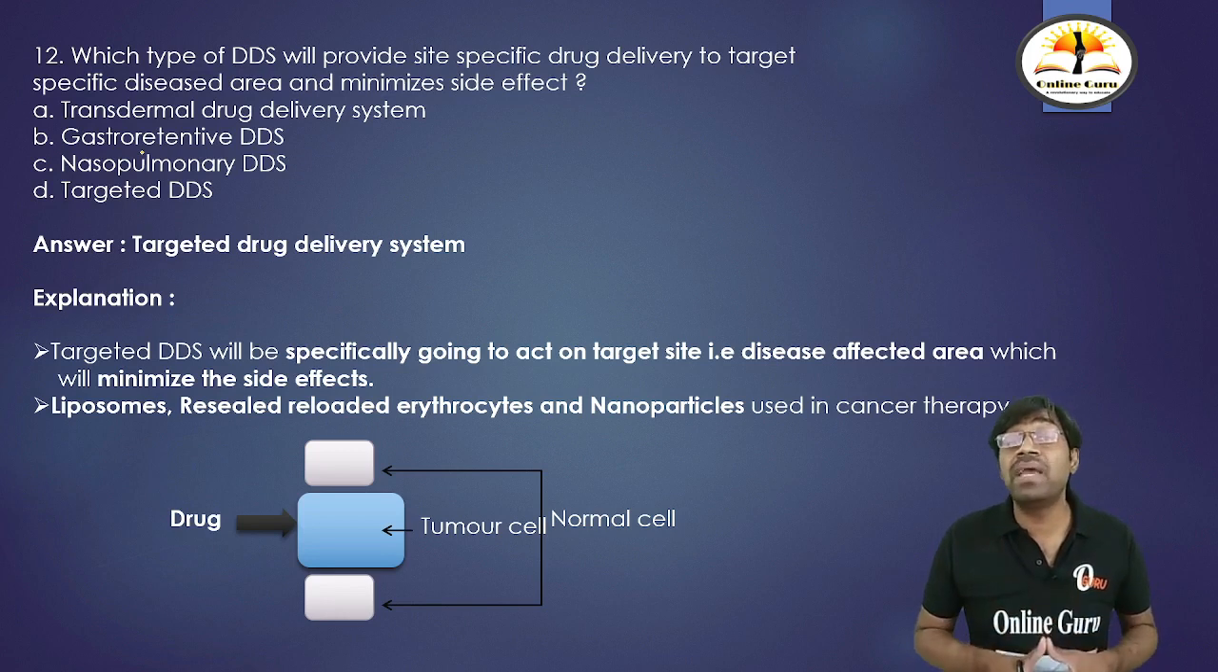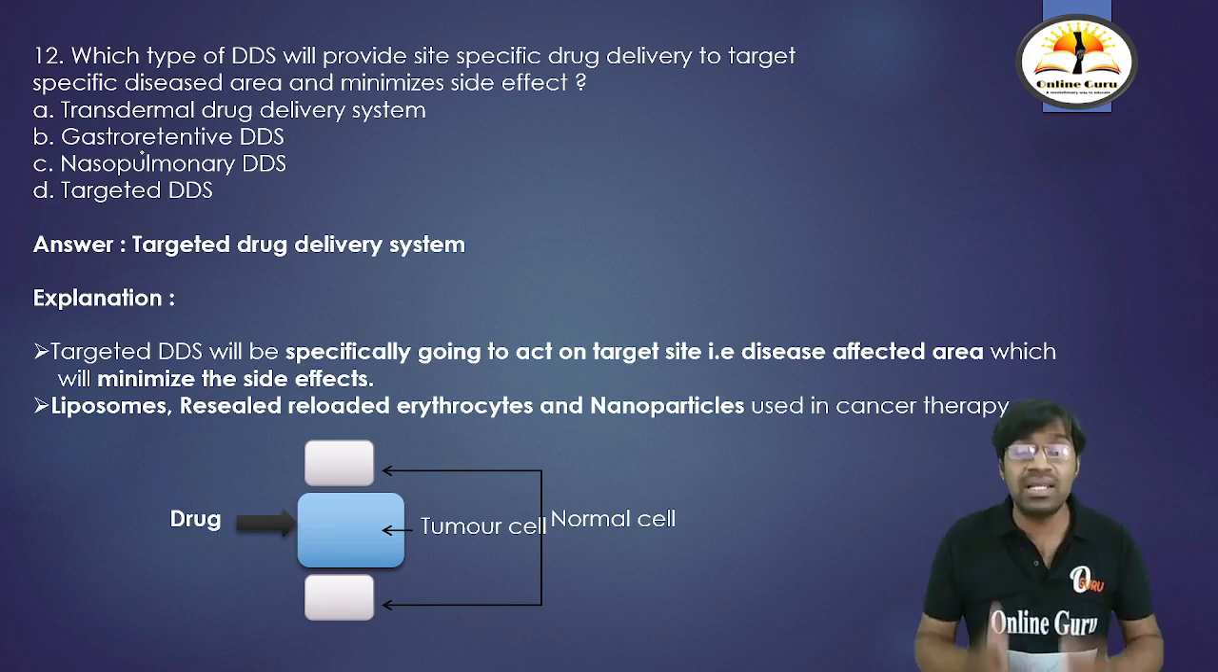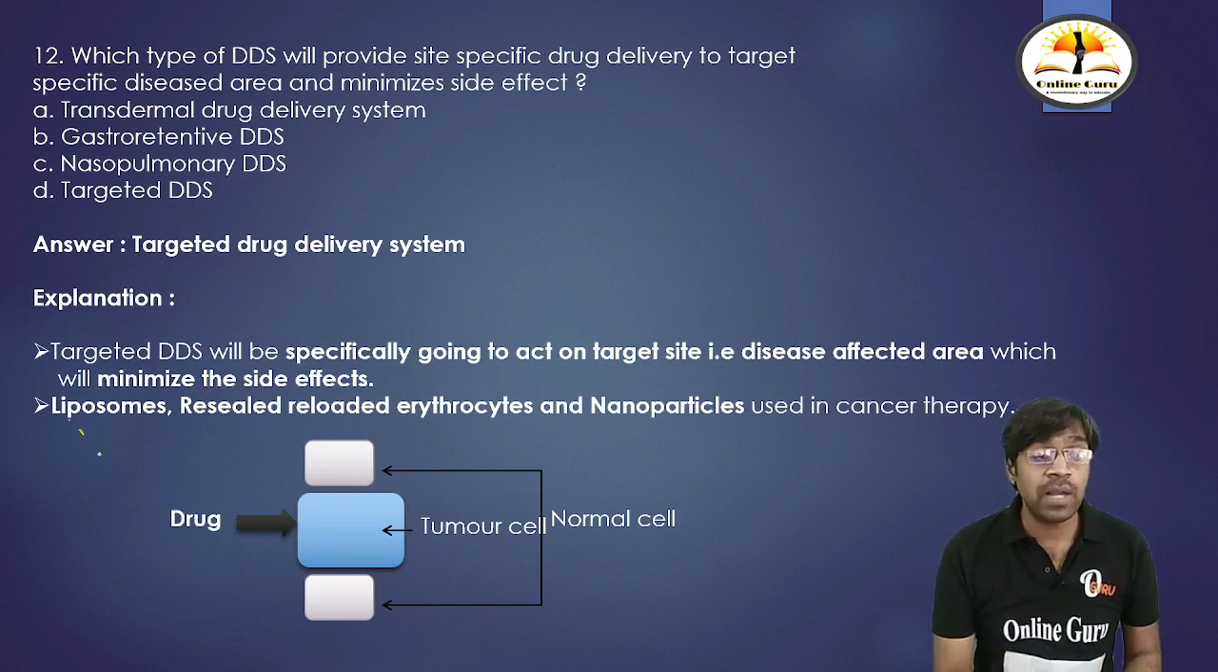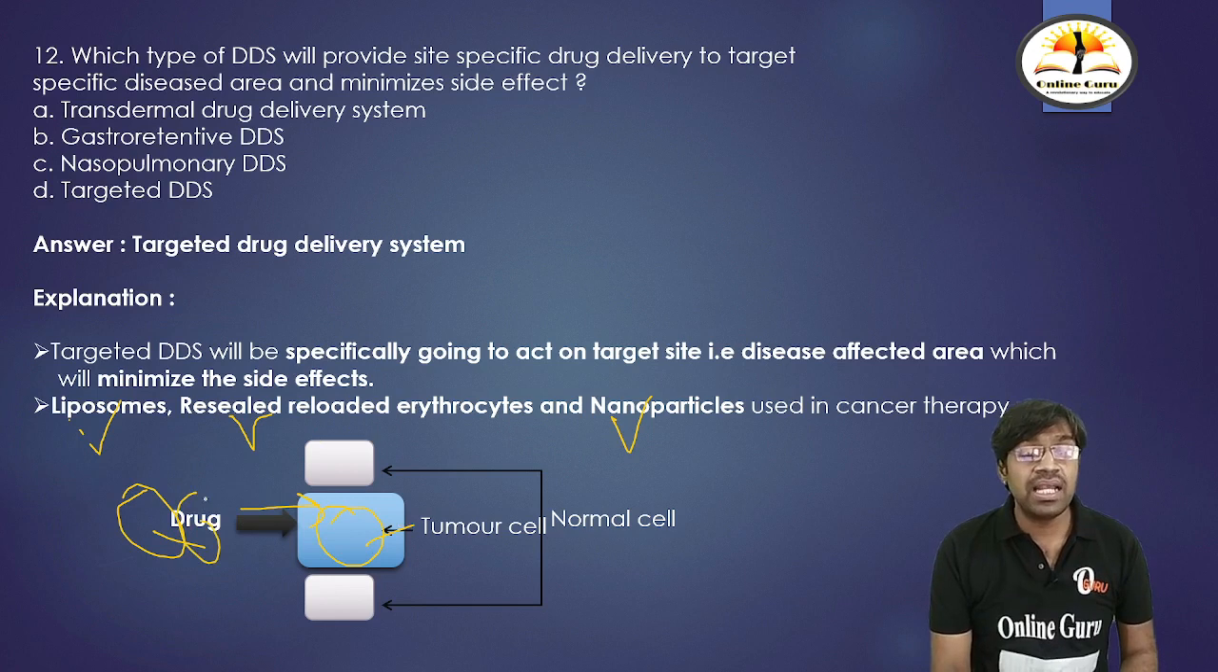But when we speak with respect to targeted drug delivery system, it is highly specific. It is very specific with respect to the target site. When we take any drug, for example an anti-cancer drug, it is going to reach its site and it is only going to specifically act on the tumor cells. When we speak with respect to liposomes, resealed erythrocytes and nanoparticles, this dosage form has been designed to release a drug only towards the target site, that is the tumor cells. It is not going to affect the normal healthy cells.